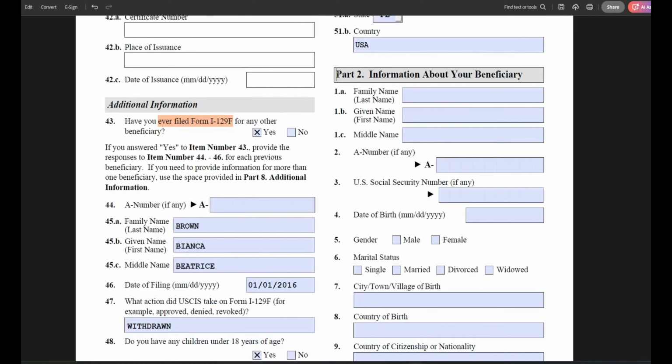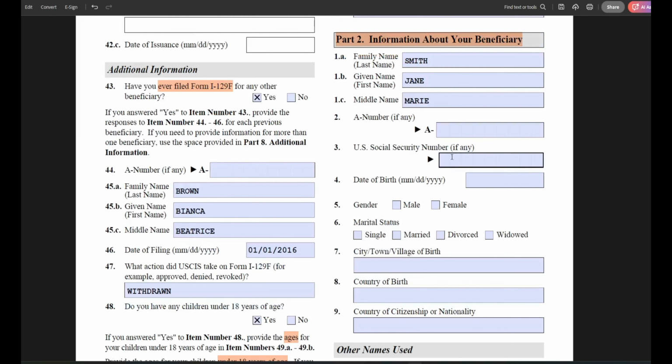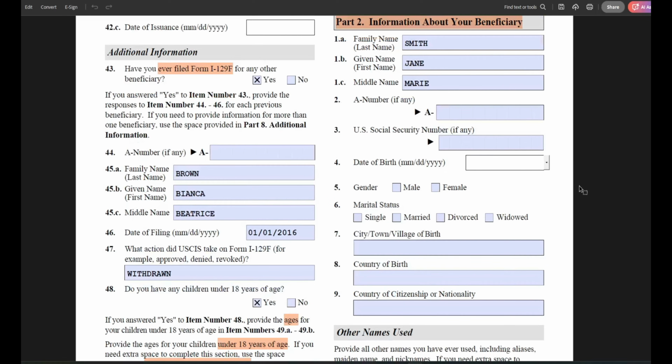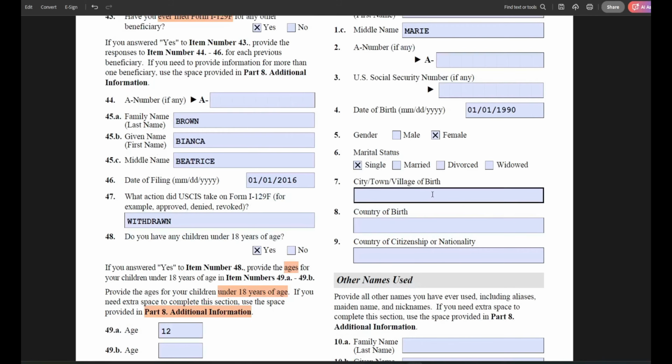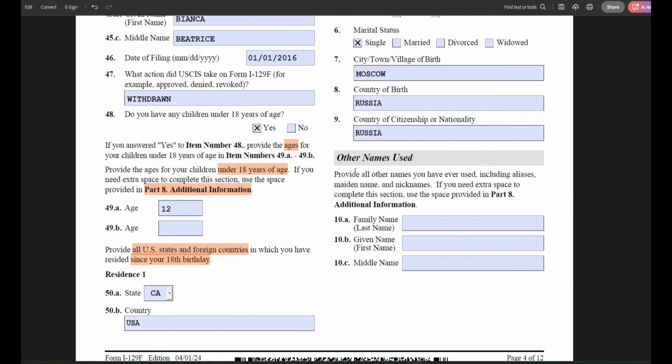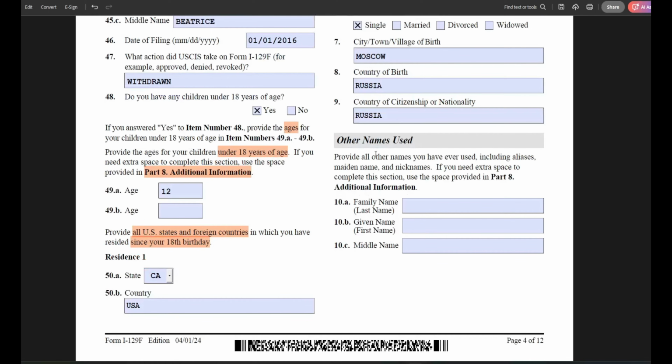Moving on, part 2, provide information about your beneficiary. So this is your fiancé. They probably don't have an A number yet, but if they have ever been in the US before, they may have an A number, so you will need to provide it here. They probably don't have a social security number yet, so you can also leave this blank and provide their date of birth. Provide their gender and their marital status, where they were born, and country of citizenship or nationality. Next, provide if your beneficiary has ever used any other names.